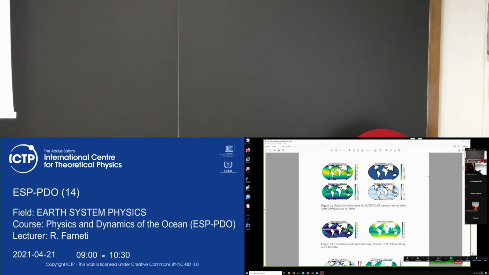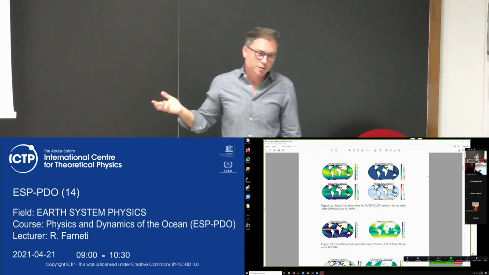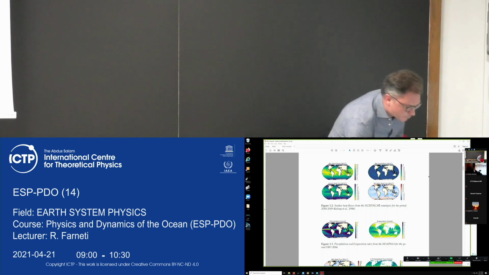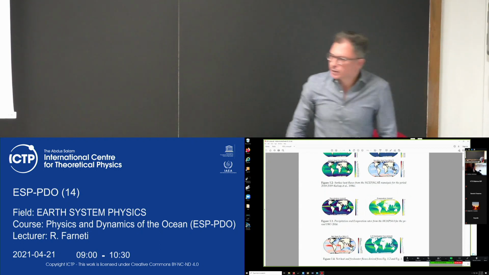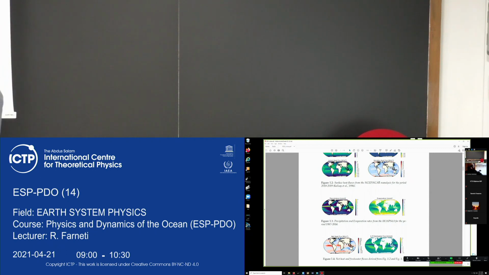If you put together all the heat flux components and P minus E, in the ocean we say E minus P, in the atmosphere they say P minus E, what you get is the buoyancy fluxes at the surface, which is the net heat flux and the net freshwater flux at the surface. So a lot of heat gained in the equatorial regions and in the southern part of the southern hemisphere.